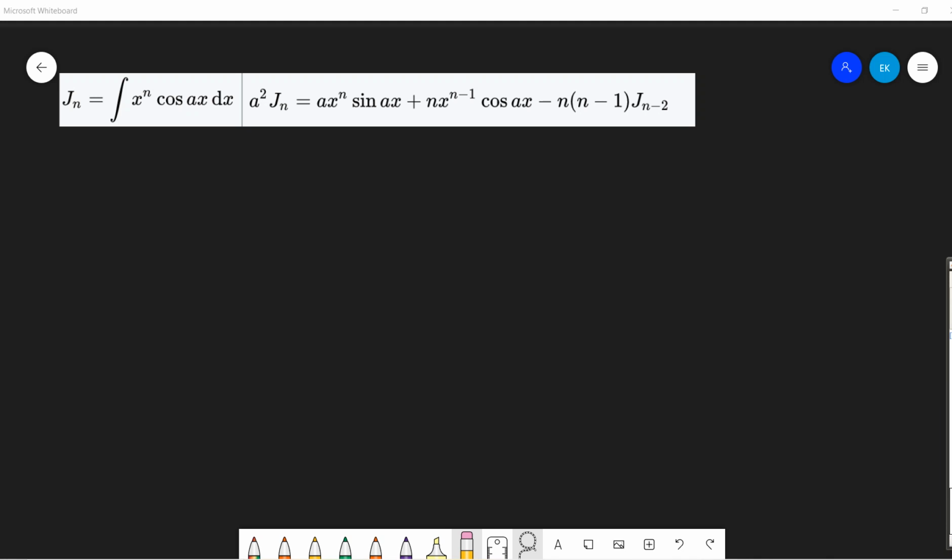Okay, so welcome guys. This is another integration by parts video, and what we're going to prove is this reduction formula. We just use integration by parts two times, then we can solve it.